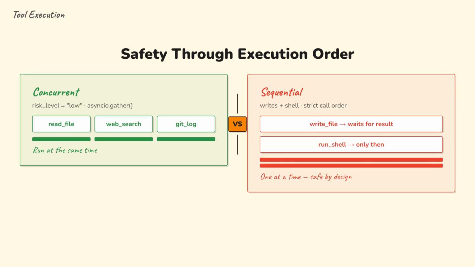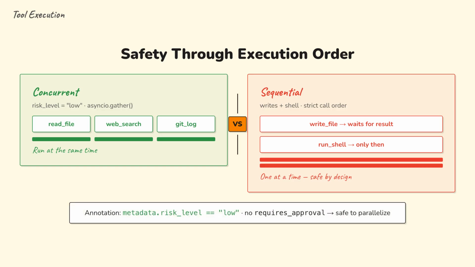When the model requests multiple tools in one turn, OpenCoworker splits them by risk. Low-risk tools, reads, web searches, Git queries, get a risk level low annotation and run concurrently with asyncio.gather. Write operations and shell commands stay strictly sequential. This keeps file system state safe while still parallelizing safe work.